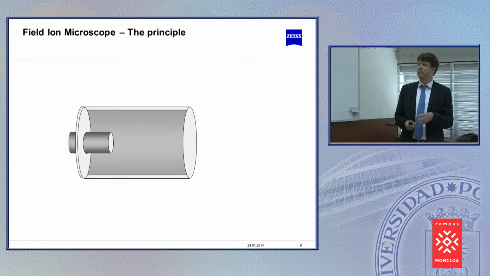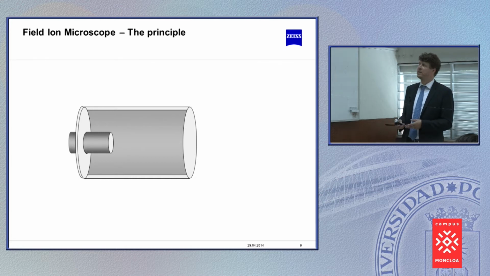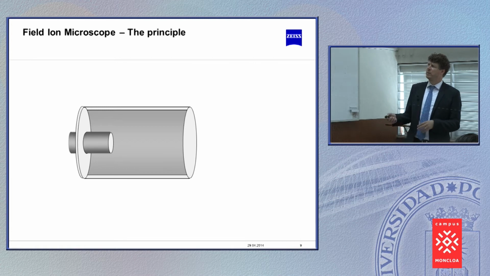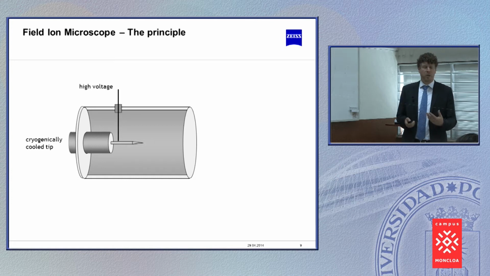The principle is based on the field ion microscope invented by Erwin Müller in the 50s. And the principle is very simple. First we have the chamber, it's evacuated, so there's nothing inside, a vacuum. And you have a cool tip, usually tungsten. Then you have a high voltage between the tip and, in this case, the screen.